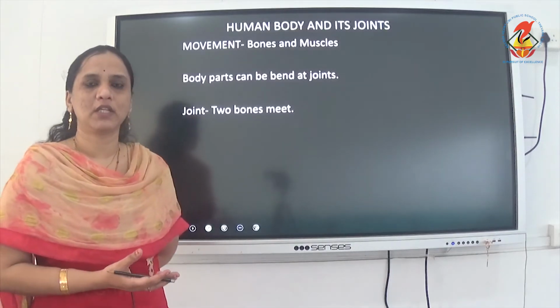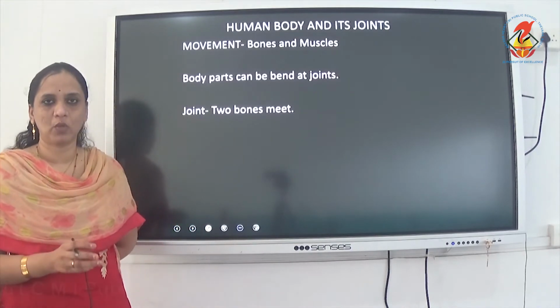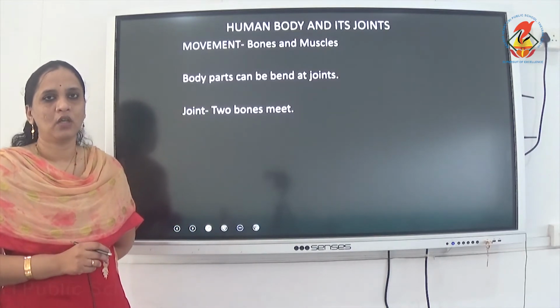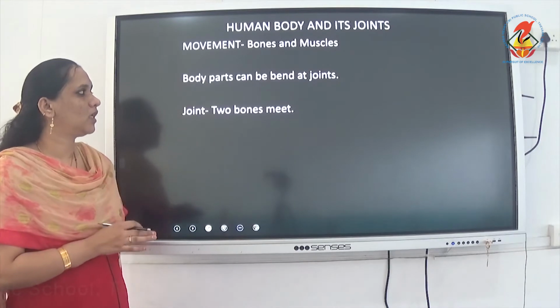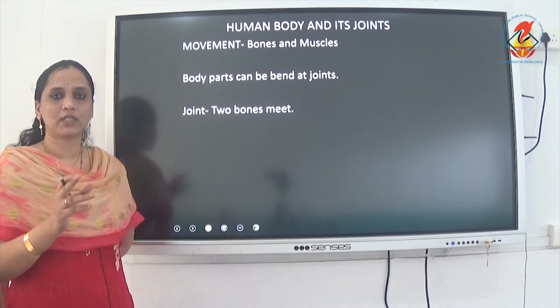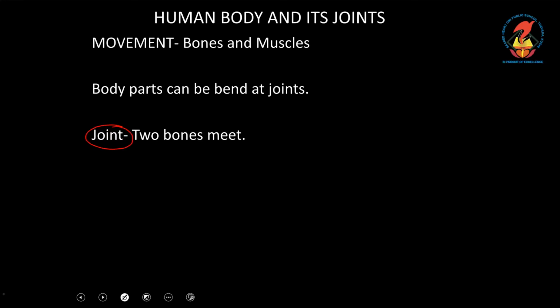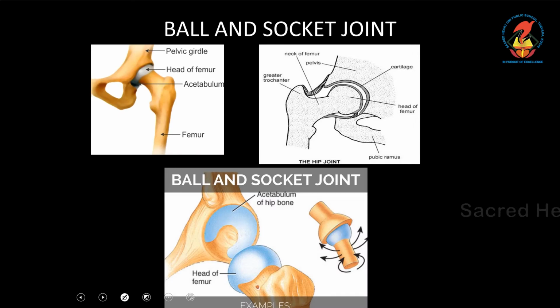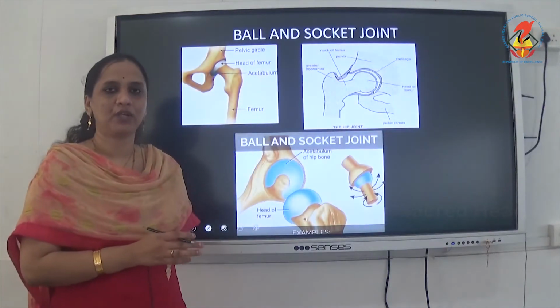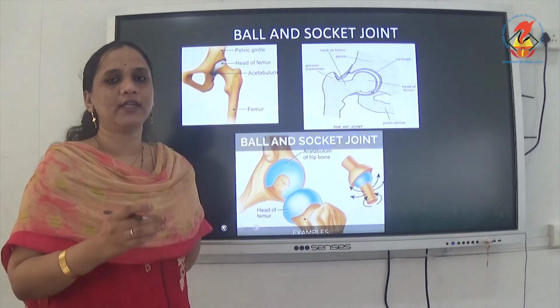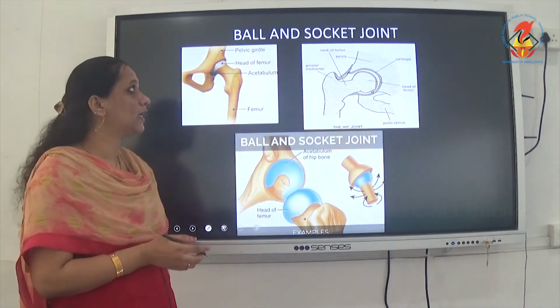Movement is possible in our body because of the presence of bones and muscles. Now there are points in our body where two parts or two bones seem to meet, and you call it your joint. We had seen in the last video about ball and socket joint. Now we will look into it once again.